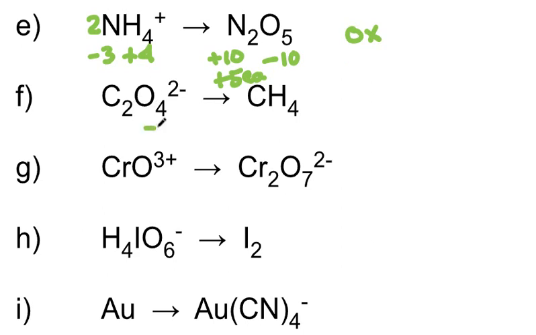Oxalate ion, we have -8 charge from our oxygens. Total is only -2, so the carbons must be contributing +6 or +3 each. And in methane, we have +4 from our hydrogen, so the carbon must be -4 to make our total 0. +3 for each carbon, going to -4 for each carbon. That's way down. That is definitely a reduction.